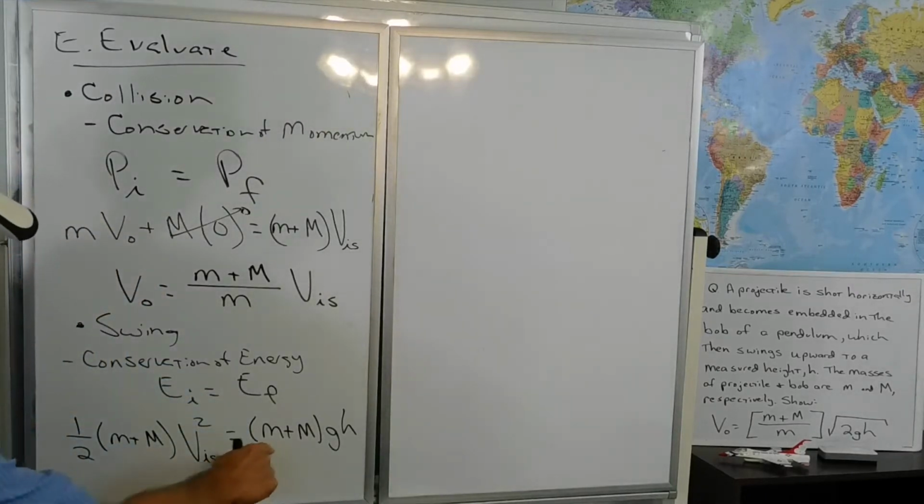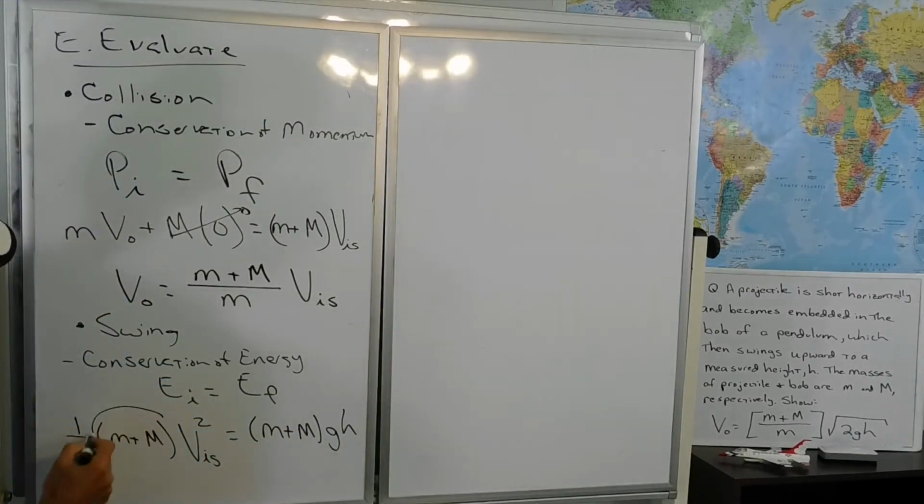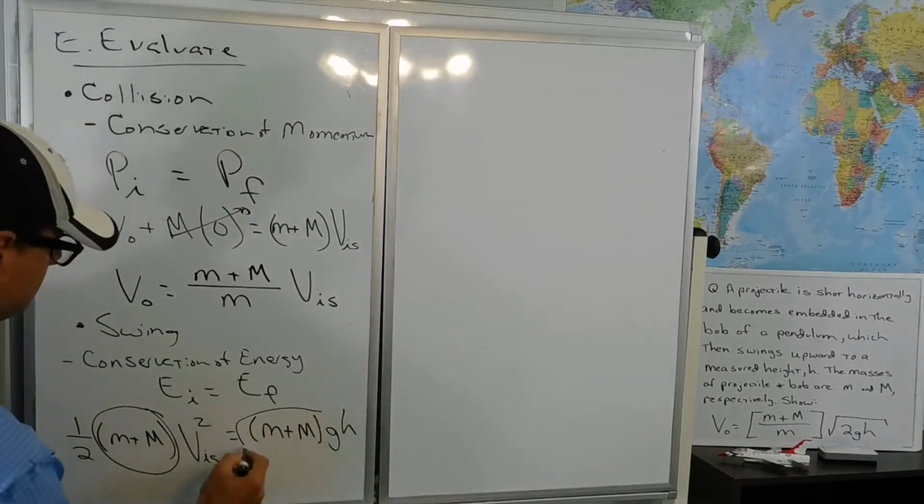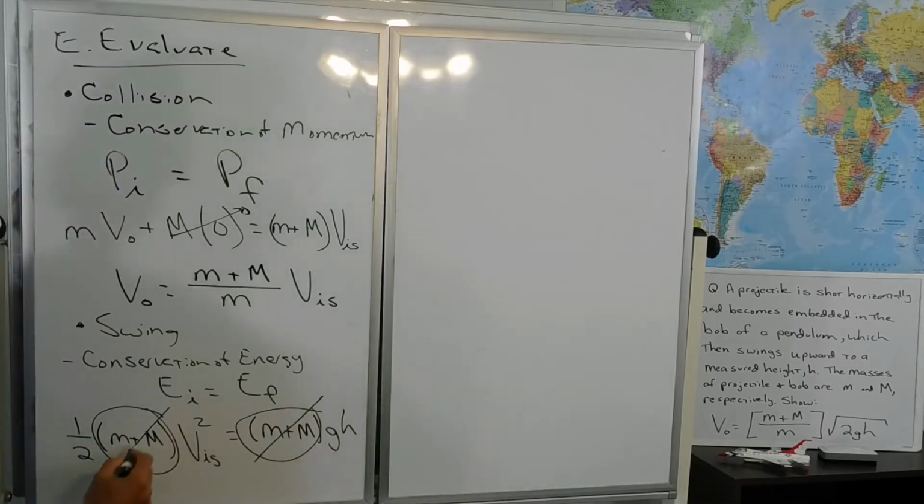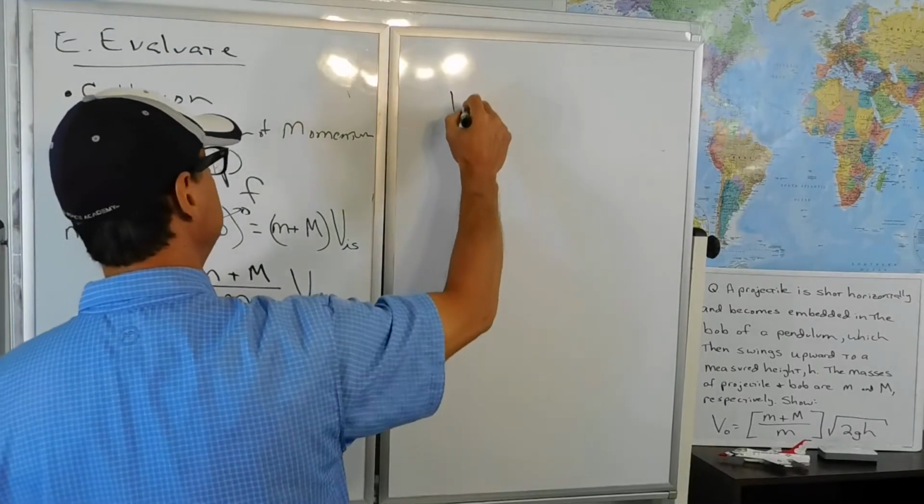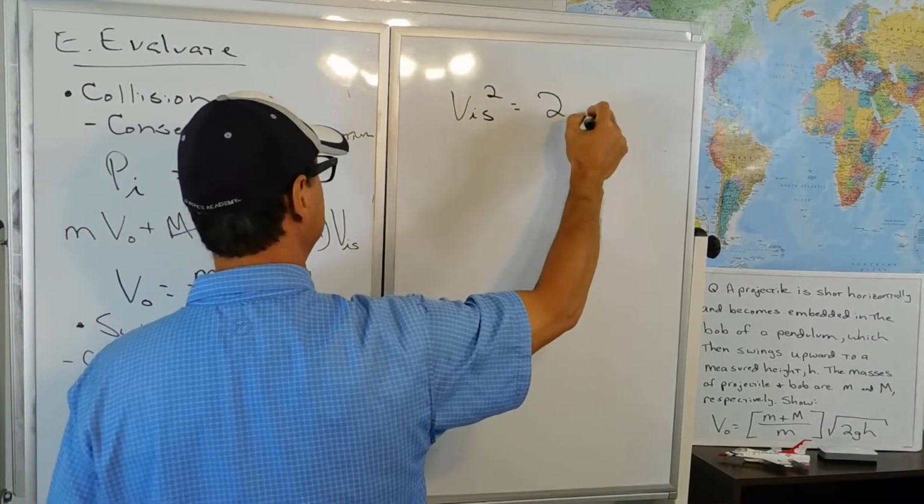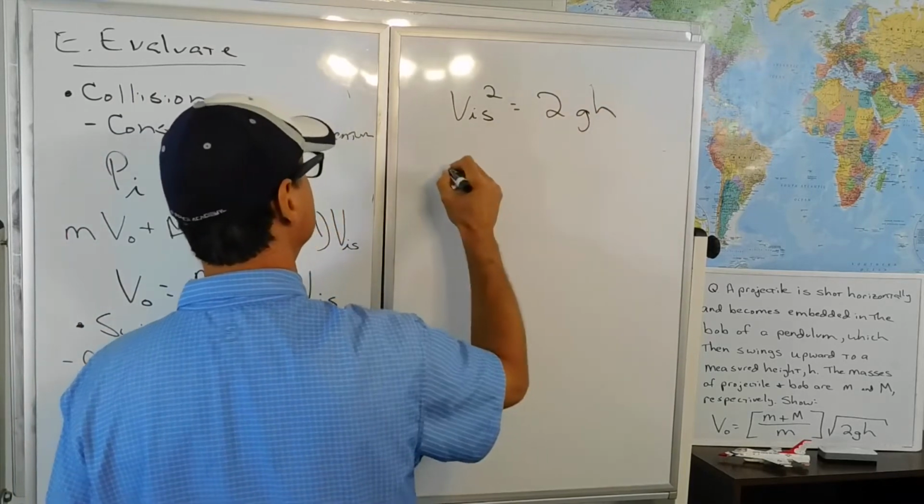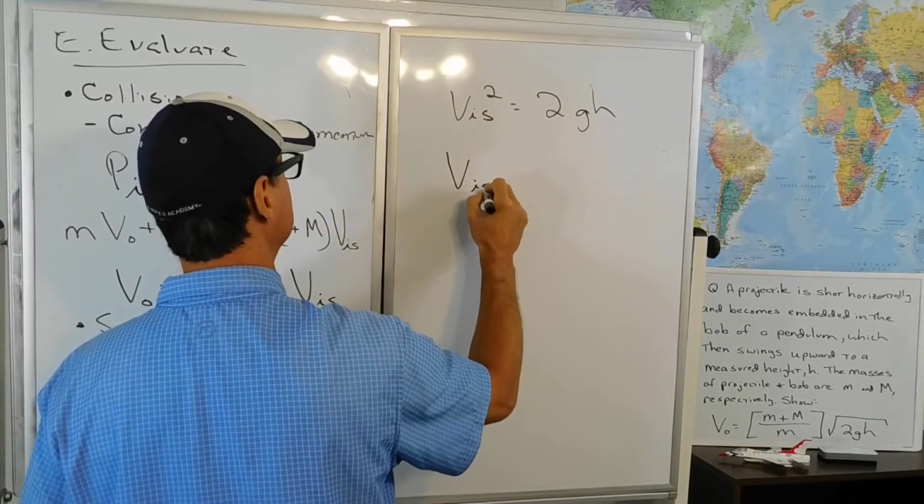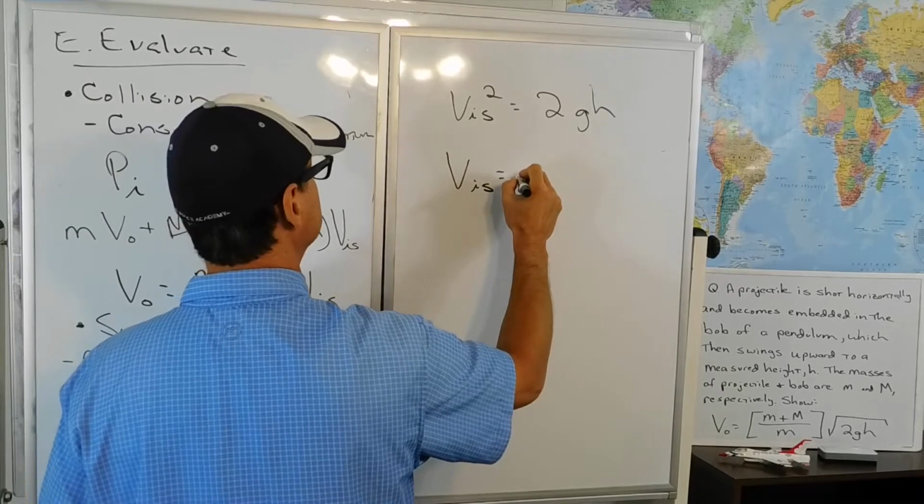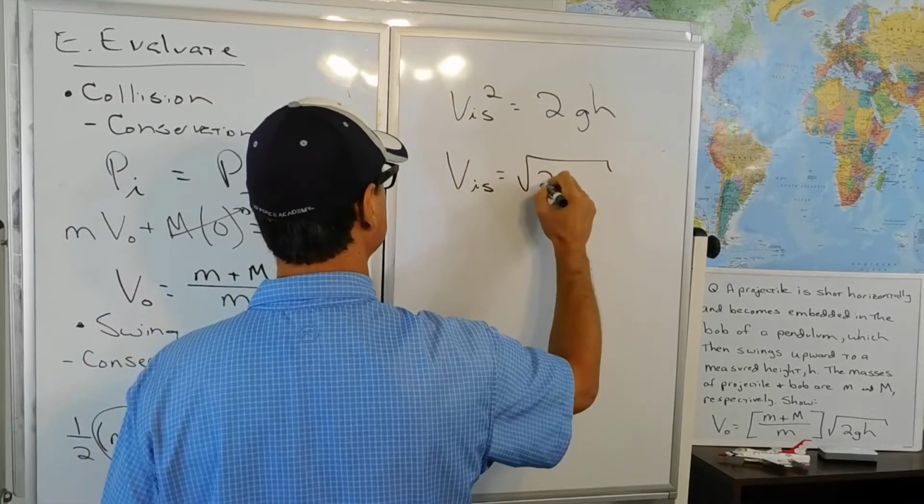So let's look at this term. We can divide both sides by the sum of the masses, so that just cancels out. And then we can multiply both sides by 2. So v initial of the swing squared is equal to 2gh. V initial of the swing is equal to the square root of 2gh.